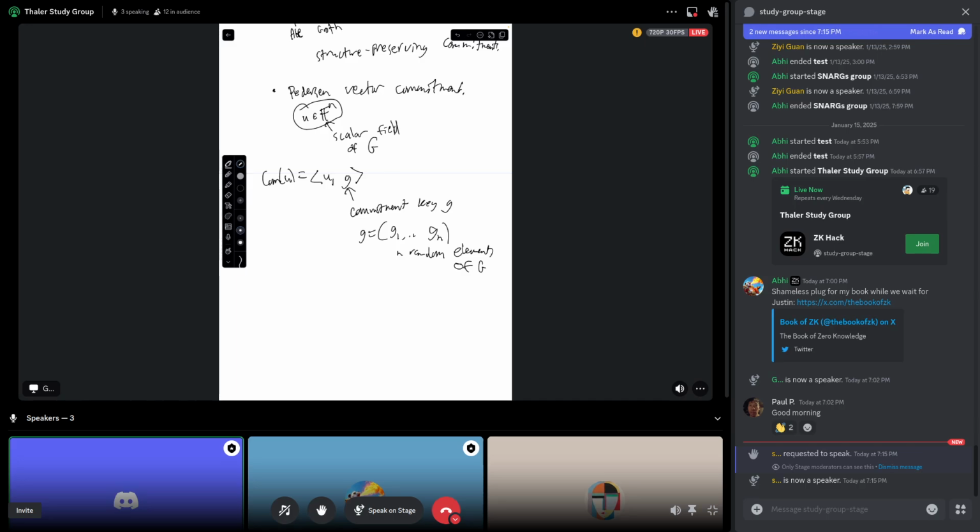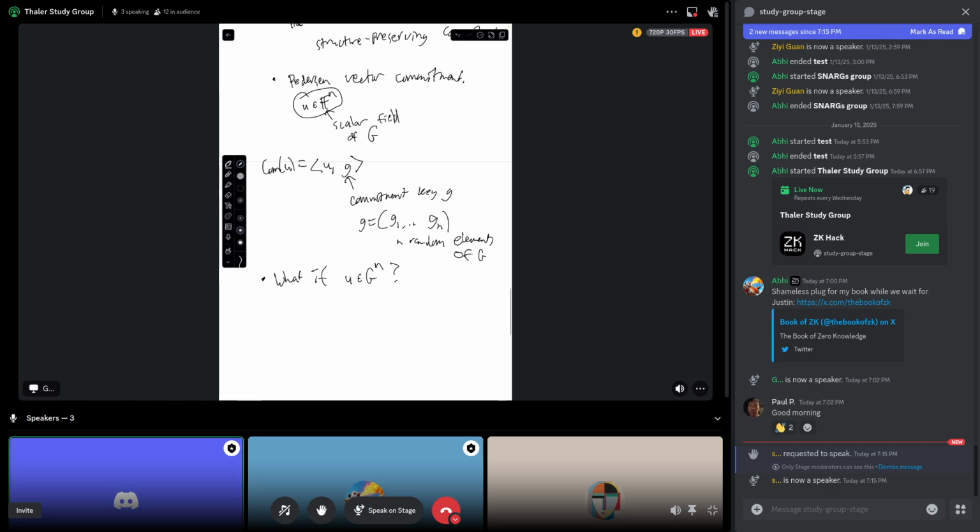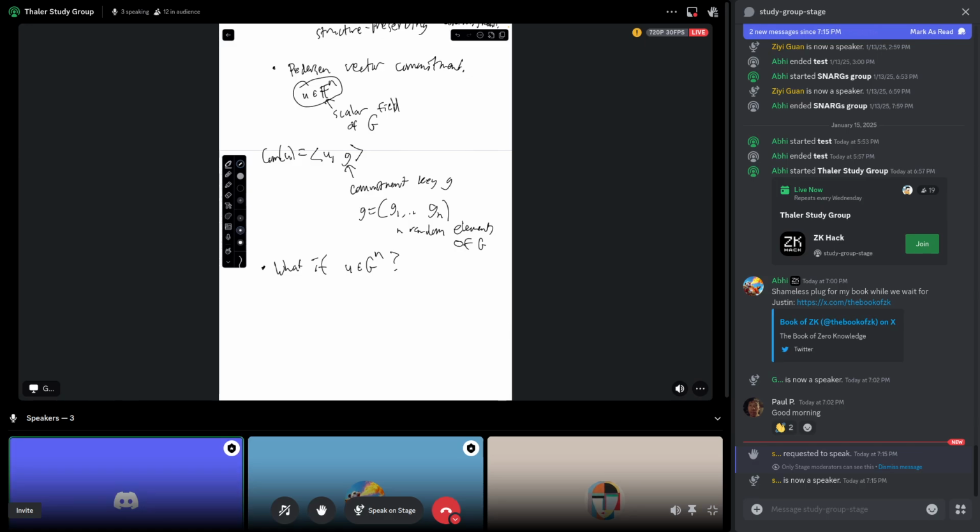Okay, so let's get to AFGHO commitments. So what if you want to commit to a vector of group elements? How do you commit to a vector of group elements? That's what AFGHO commitments answer. Okay, and so now I'm going to talk very briefly about a slightly annoying detail of pairing-friendly groups, because AFGHO commitments intrinsically use pairings.